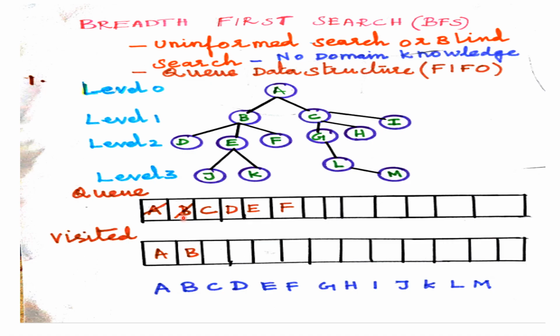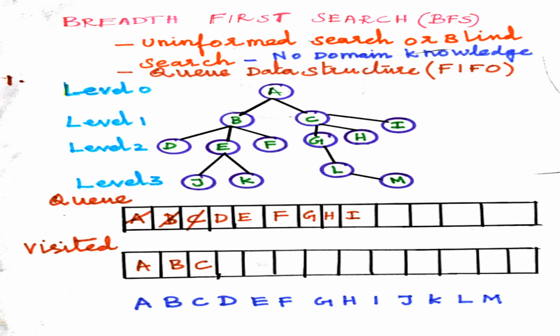B is dequeued from the queue structure, that will be filled into the visited list and then explore B, and the corresponding children nodes D, E, F are added in the queue. So then we can take the C. C is dequeued from the queue and it will be entered into the visited list and explore C. So exploring C, what are all the nodes here? G, H, I. These 3 nodes will be entered into the queue.